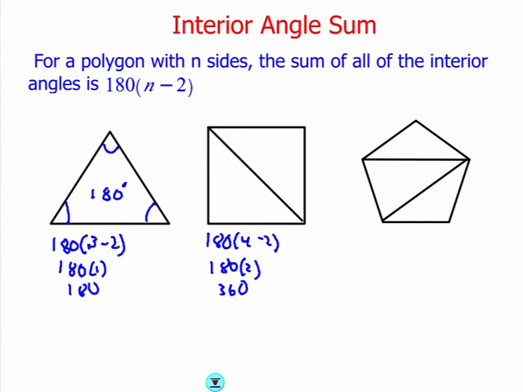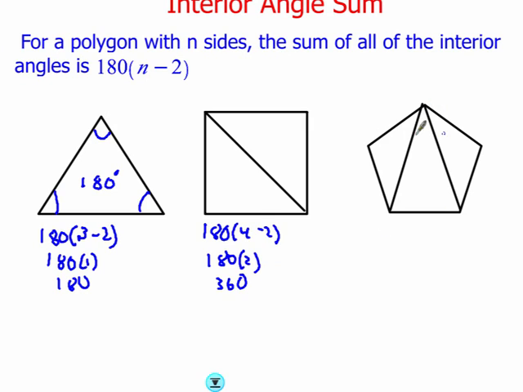Now I could do it a different way. I could draw two lines from this vertex, one down to here, one down to here. You'll notice I still have 1, 2, 3 non-overlapping triangles. There are several different ways that you can do this for a pentagon, but either way you're going to end up with three triangles.